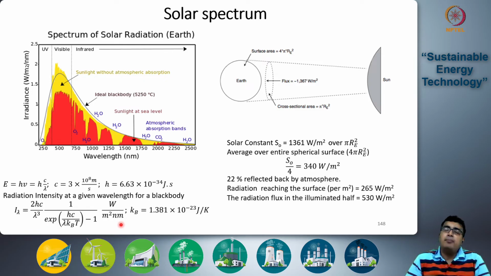Now, the main point here is this. On average, the surface of the earth is getting 265 watt per meter square of sunlight over a given day. So that is the energy that is available for exploitation by different solar energy technologies.